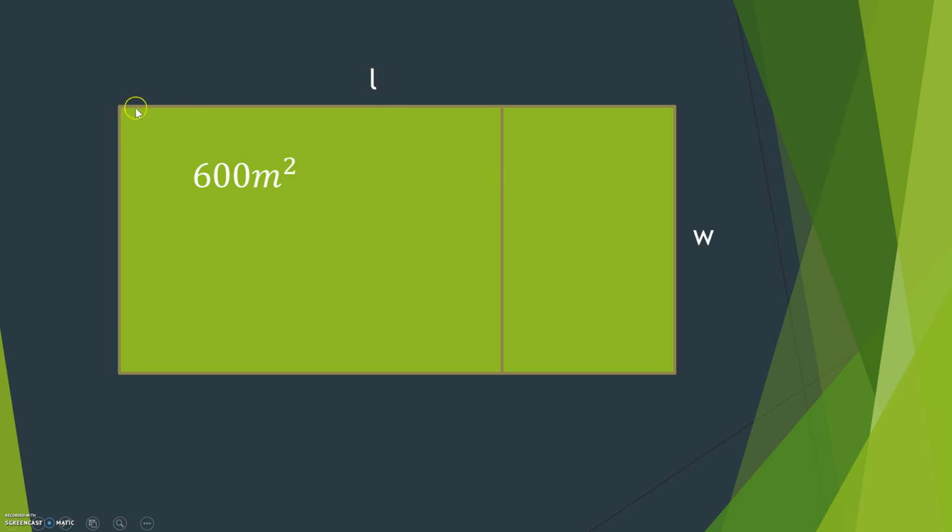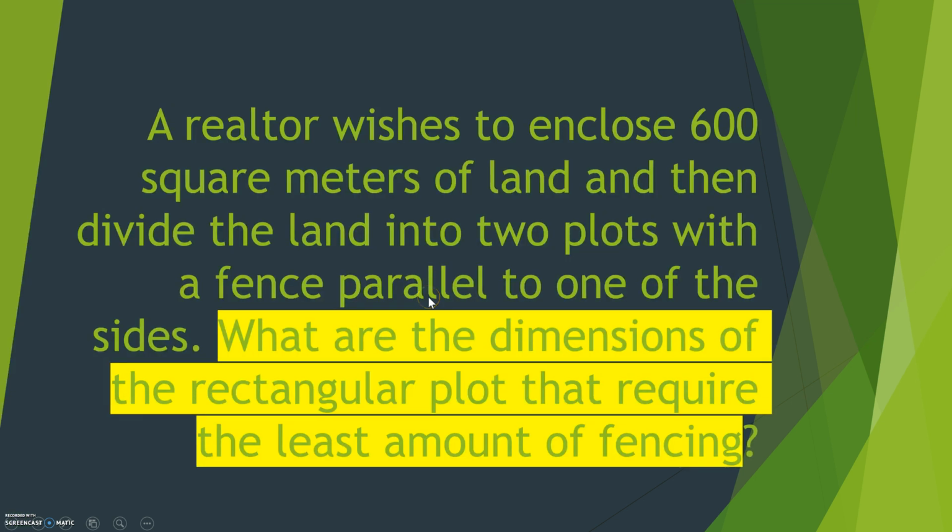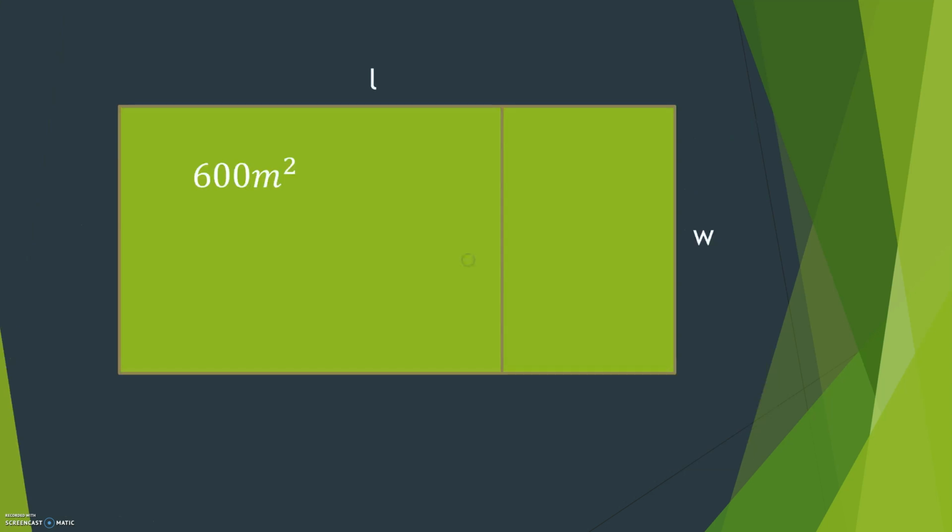I'm going to call the length of the entire plot all the way across, ignoring the middle fence, L, and the width, or the other perpendicular dimension, W. You were given two bits of information, one about area and one about fencing. Let's go back to our original question: can you tell whether we're going to minimize the area equation or minimize the fencing equation? Well, we're having a minimum amount of fencing, so we're going to keep the fencing equation. We're going to use that area equation for something else.